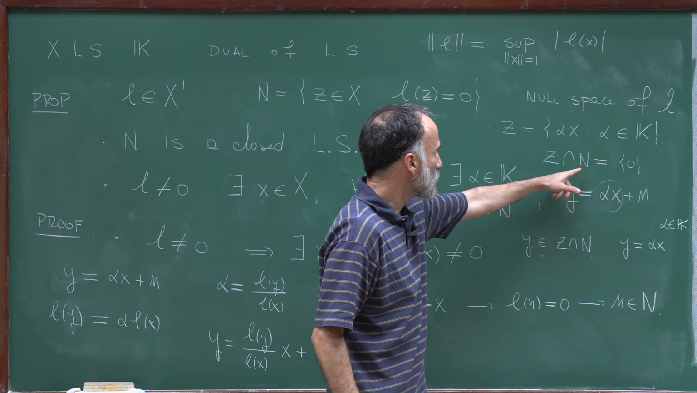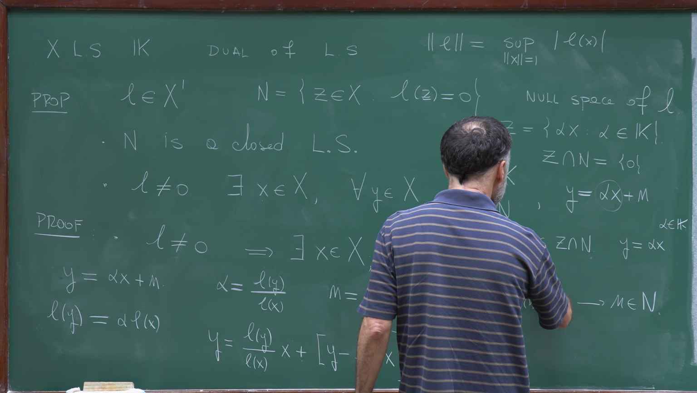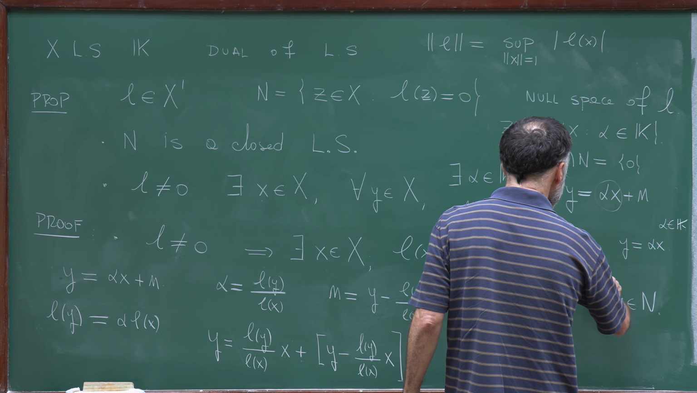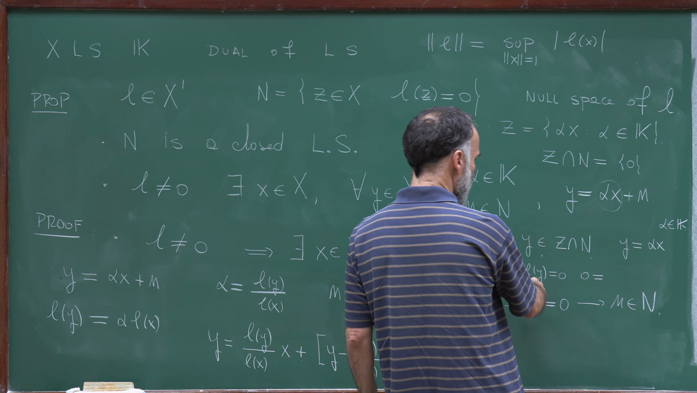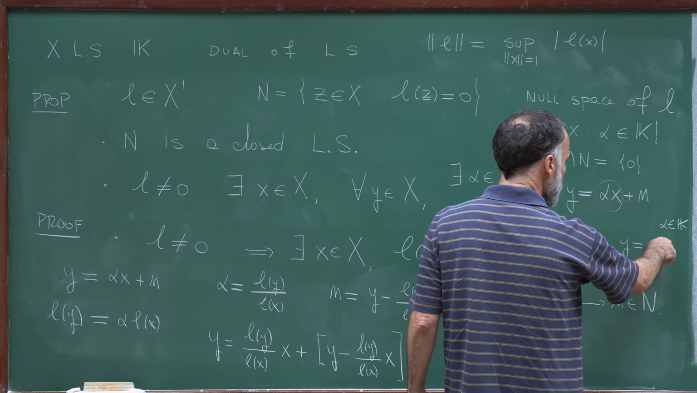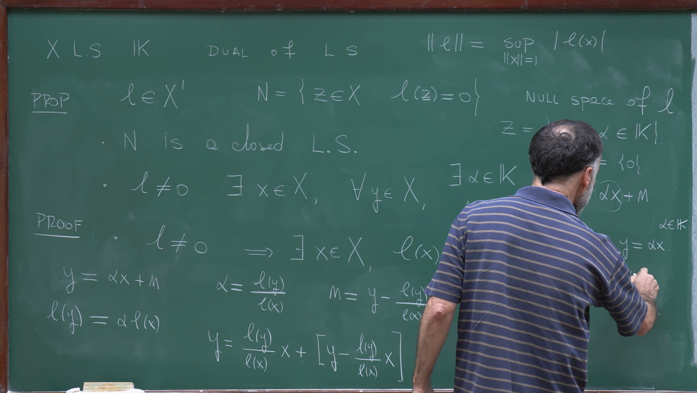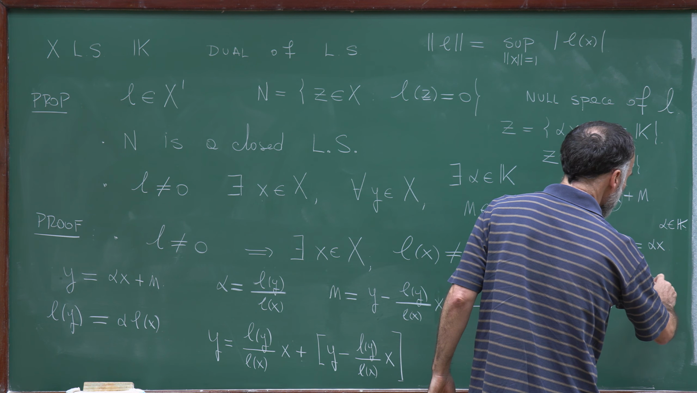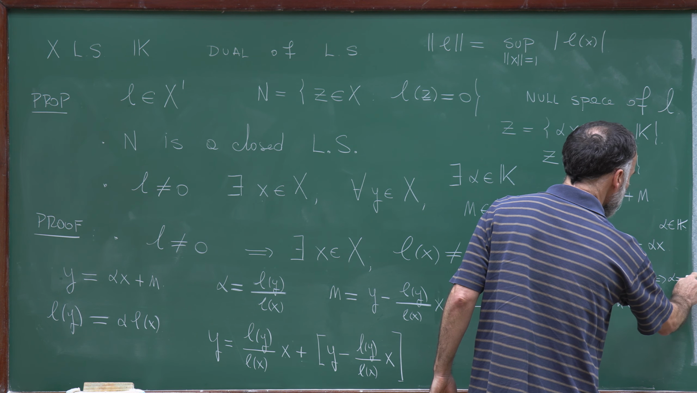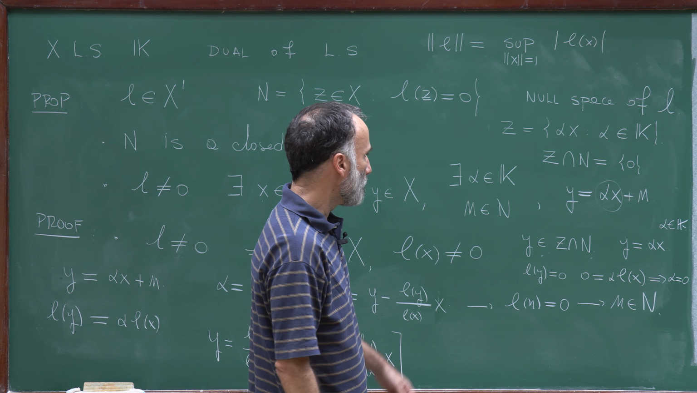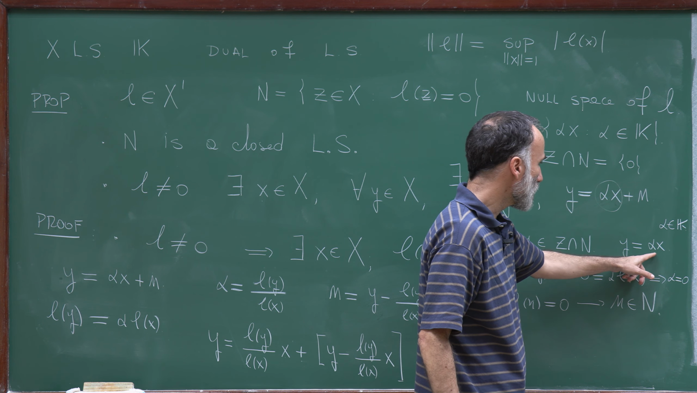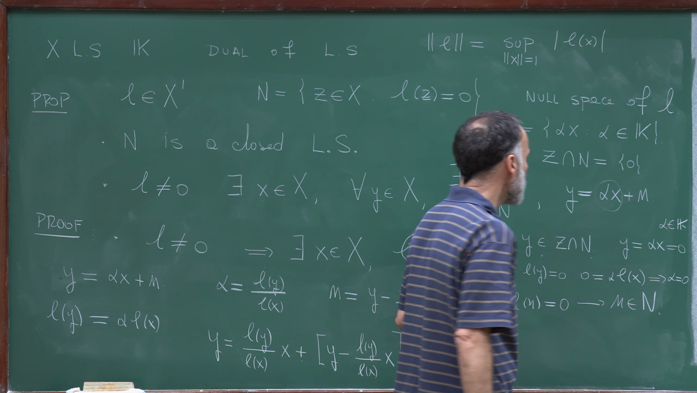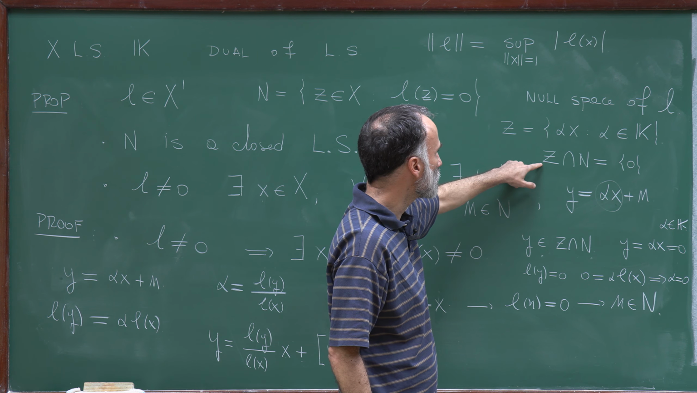On the other hand, y belongs to n. So I know that L of y is equal to 0. So from this, I get that 0 is equal to L of y. L of y is equal to alpha Lx, so this is equal to alpha times Lx. But Lx is different from 0. So I get that alpha is equal to 0. Well, y is equal to alpha x. But alpha is 0. So this means that y is equal to 0. And this is exactly what we wanted to prove, right?